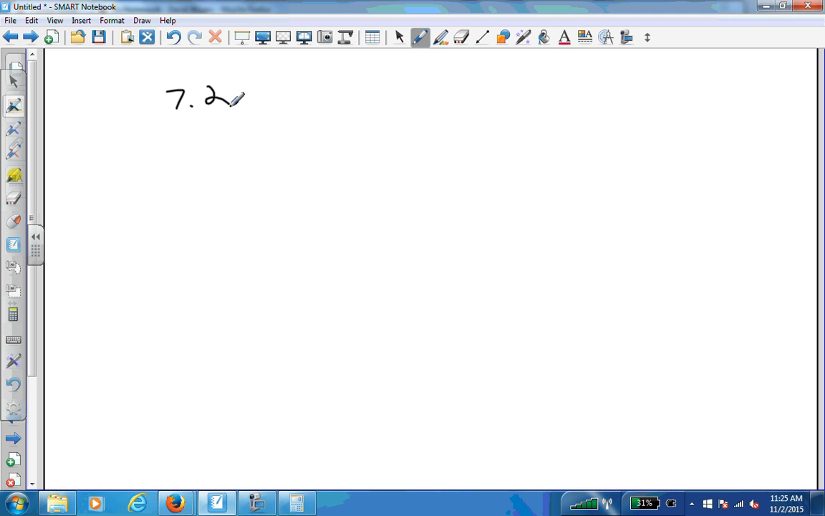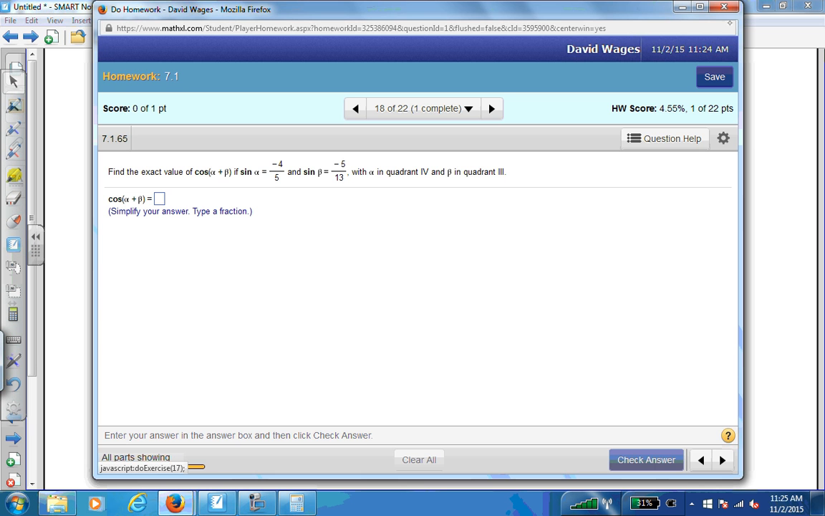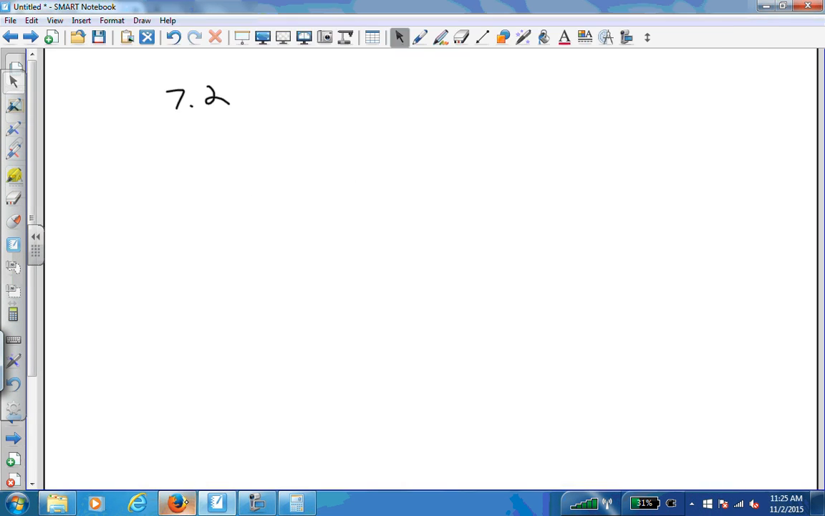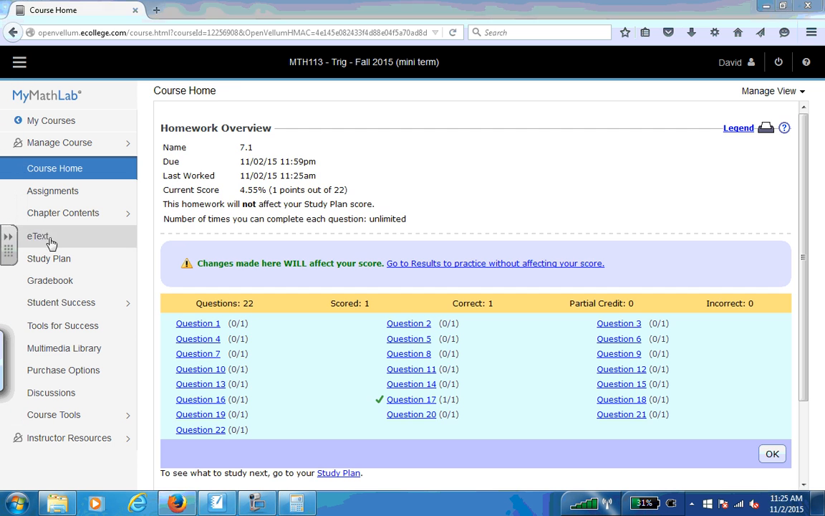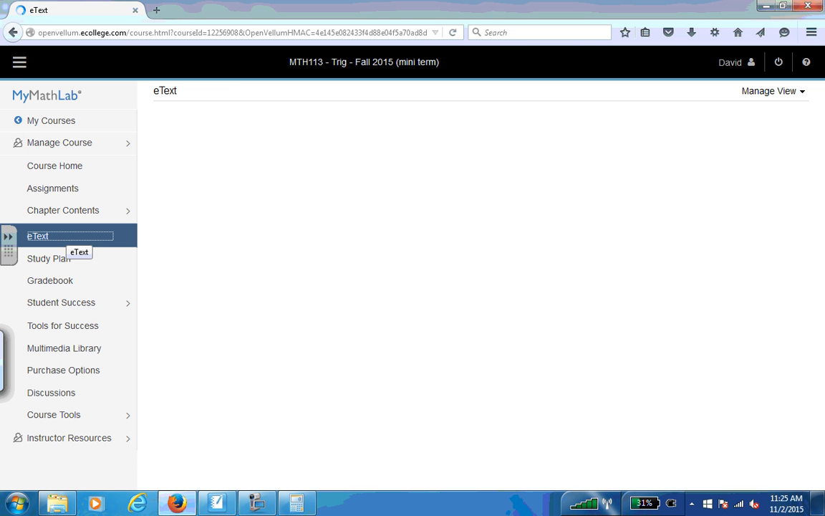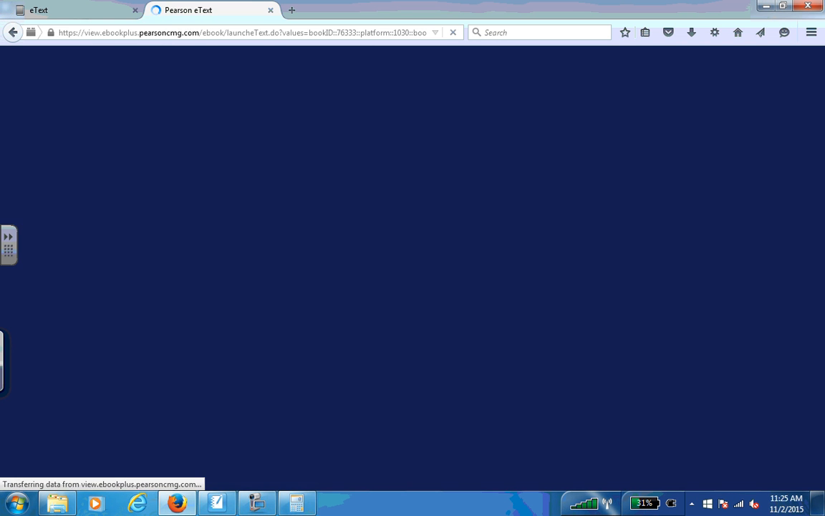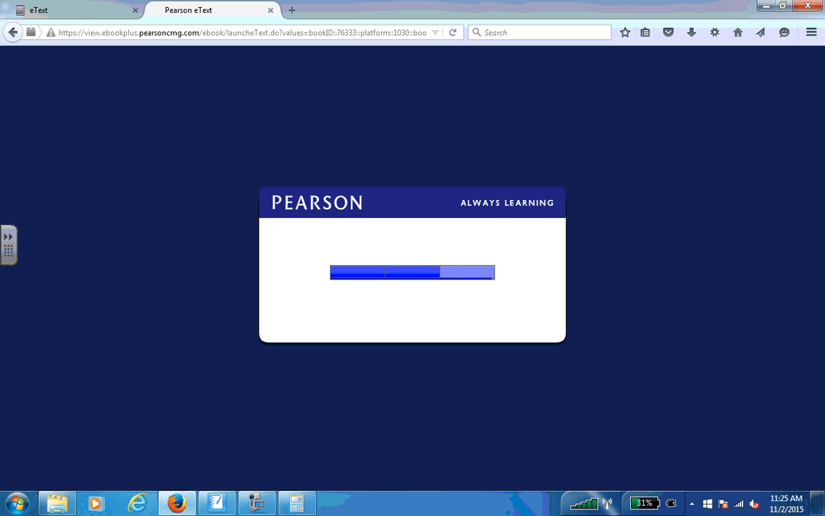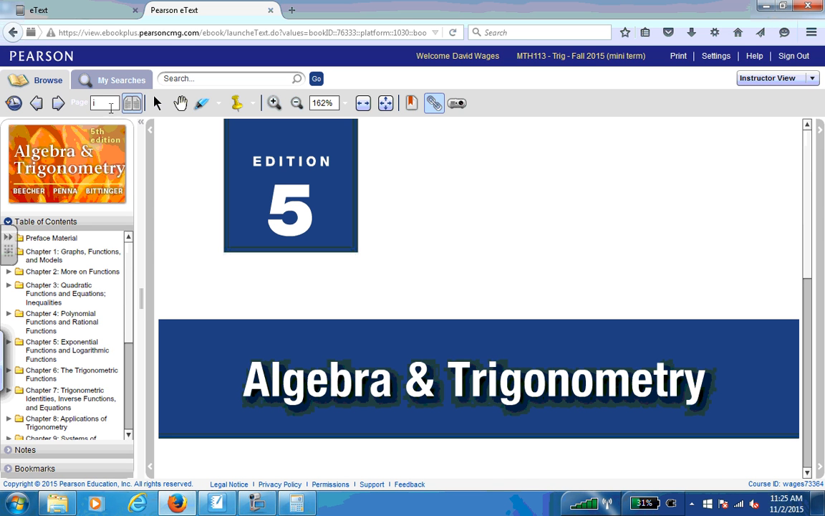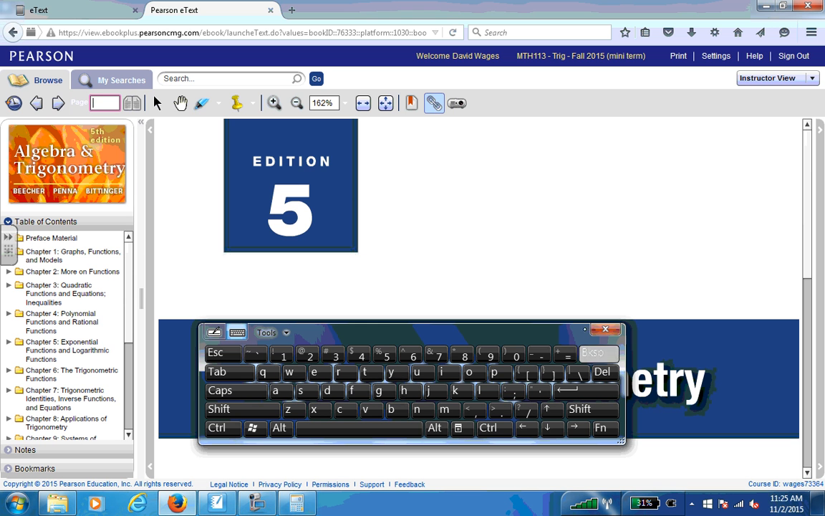So let me pull this up in the book. On page 507, they list the cofunction identities, and these should look somewhat familiar. The only difference is the way they're listed here has our angles in radians, and when we looked at these previously, we used angles in degrees.